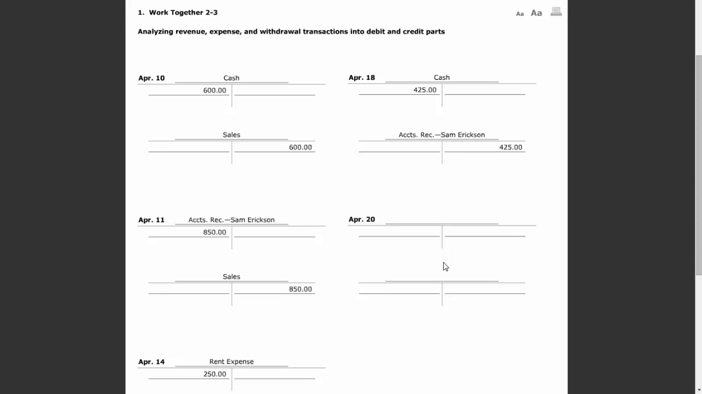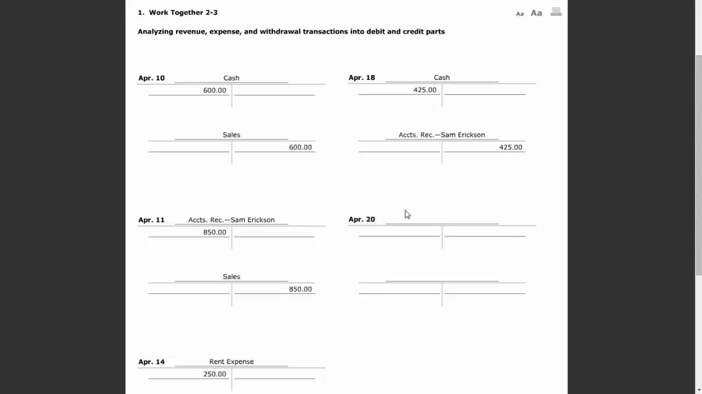Withdrawal. And how do we determine the normal balance of withdrawals? How it does to owner's equity. And what does drawing do to owner's equity? What does it make it do, up or down? Down. And what is the decrease side of owner's equity? The left side is a debit, okay?